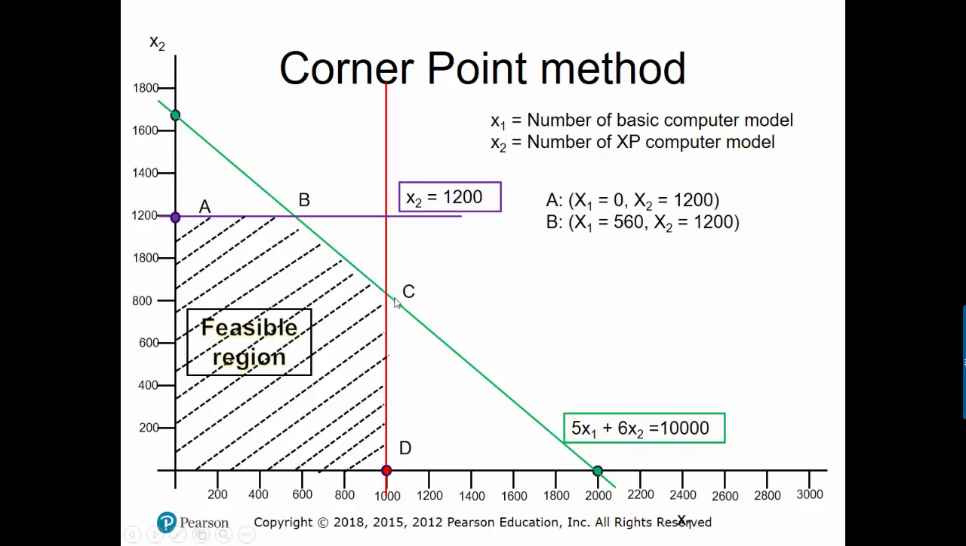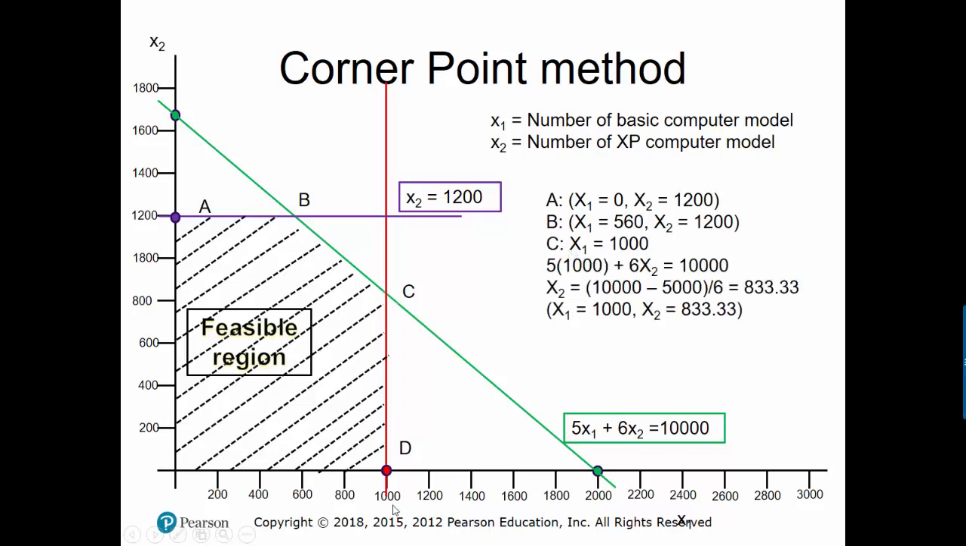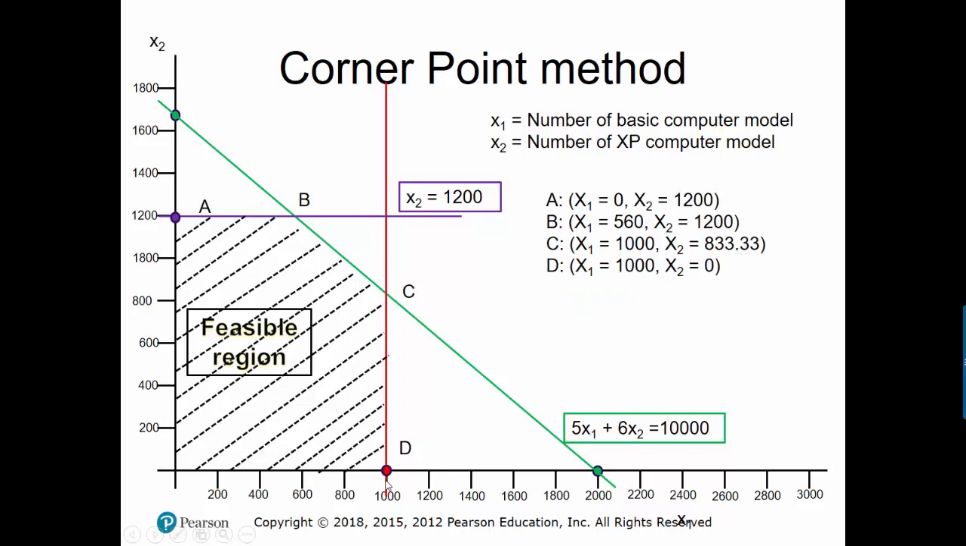The next is C. So C is x sub 1 equal to 1000, and that's one line, and 5x sub 1 plus 6x sub 2 equal to 10,000 is an intersection of these two. So if you plug in 1000 for x sub 1 and then solve for x sub 2, you get 833.33. So that is the third point. And the fourth point is x sub 1 is 1000, x sub 2 is 0.